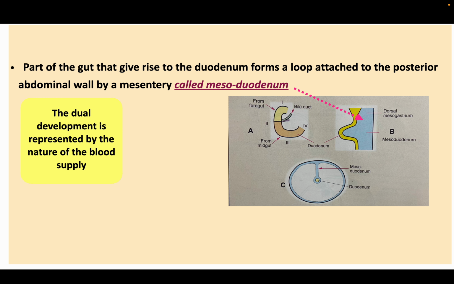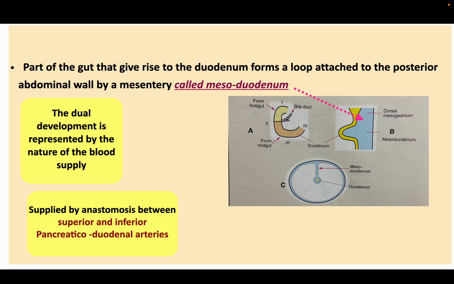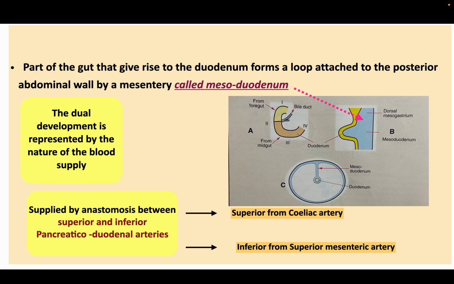The dual development is represented by the nature of the blood supply. The duodenum is supplied by anastomosis between the superior and inferior pancreatico-duodenal arteries. The superior pancreatico-duodenal artery comes from the celiac artery and the inferior one comes from the superior mesenteric artery.